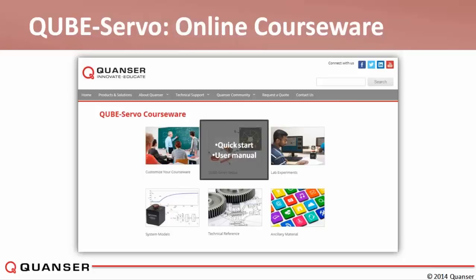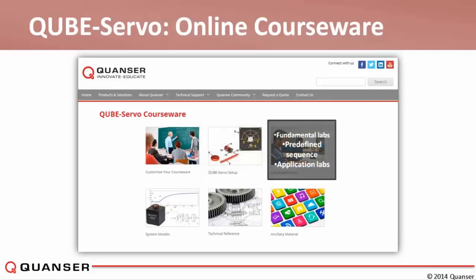With our QUBE servo setup, this is where you get the essential material for setting everything up: a quick start manual as well as the user manual, so that's a really easy way to get your servo up and running. Under lab experiments, there are various types of labs, so fundamental labs and predefined sequences. You can run through them from beginning to end directly the way they're laid out in this section of the website. Or you have the ability to use that coupled with the textbook mapping to create your own sequence.